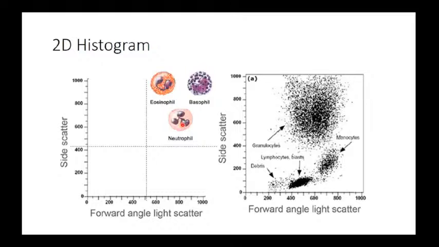complex cells. Here we have bigger cells, because they give more or less high signal on the forward scatter, but they give low signal on the side scatter. So they are big, but they are not complex. They are simple cells, and these are monocytes, because monocytes are big cells, but they are not complex.